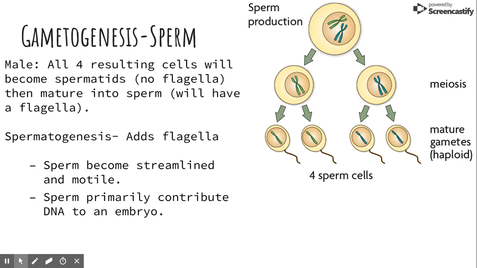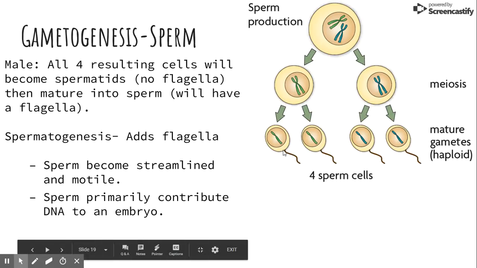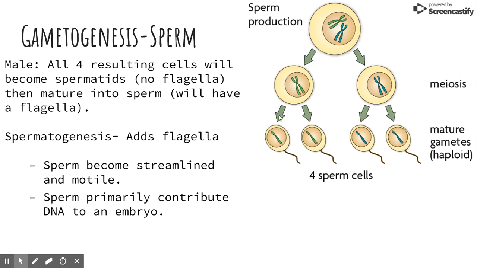So here we have male gametogenesis, which is called spermatogenesis. And the process basically boils down to adding a tail. We call that tail a flagella. So each product of meiosis is going to be given a tail because we want our sperm to be motile. We want them to move.